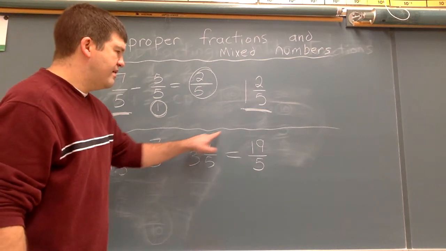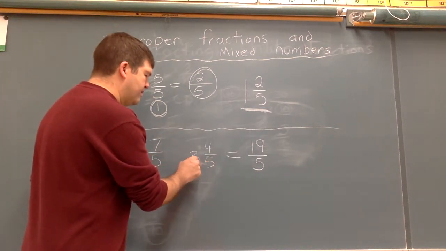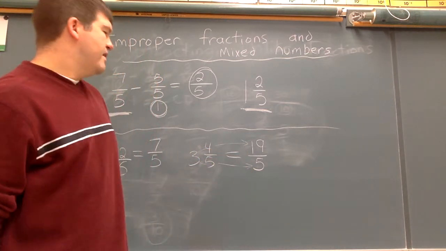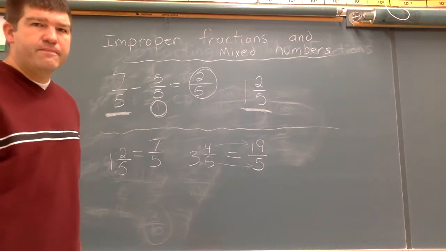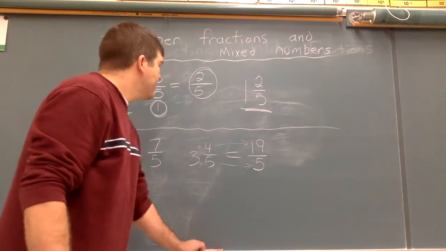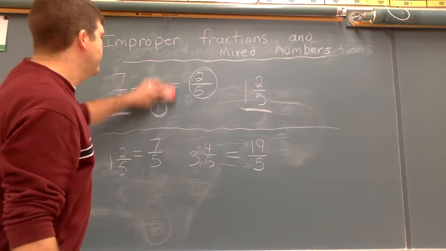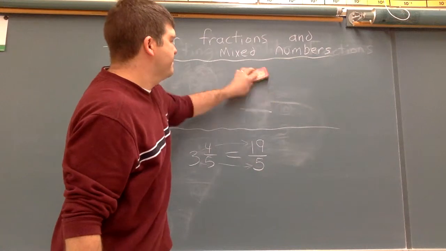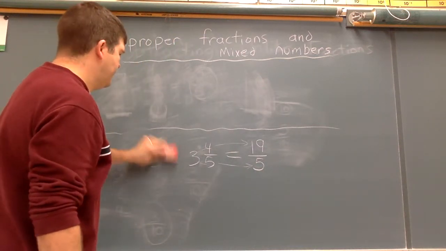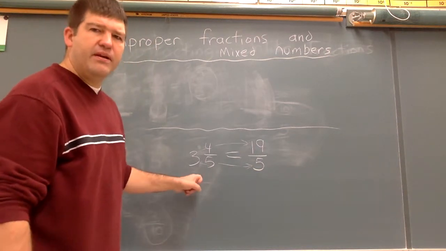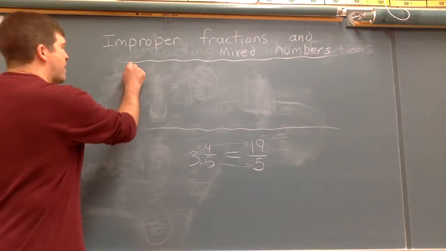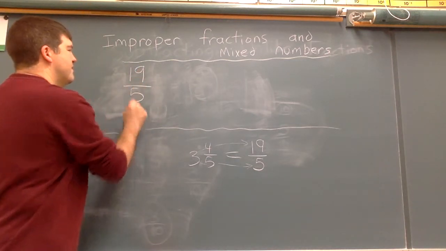Times, add, equals. So you get that, and this 5 just goes across here, 19/5. Okay? Perfect. Now, I want to show you how you could do this one a little different. And let's keep this 3 and 4/5 equals 19/5. So I'm going to say this improper fraction is 19/5.